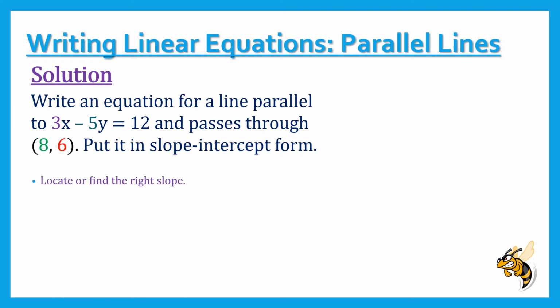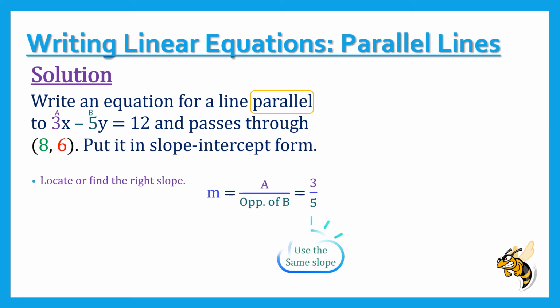First, we need to find or locate the right slope. So m is equal to the opposite of A over the opposite of B, and in this case, A is 3 and B is negative 5. The opposite of negative 5 is positive 5, so the slope is 3 over 5. They say parallel, so for parallel lines, they must have the same slope.